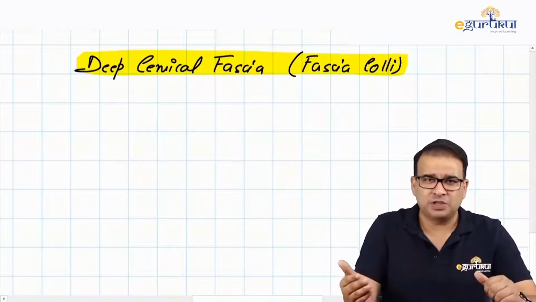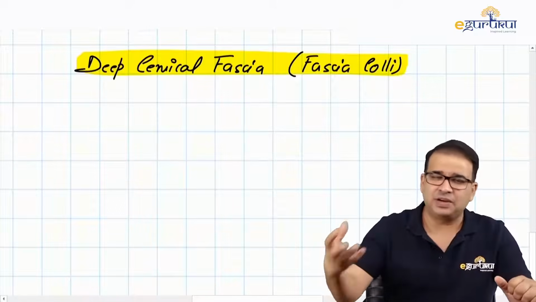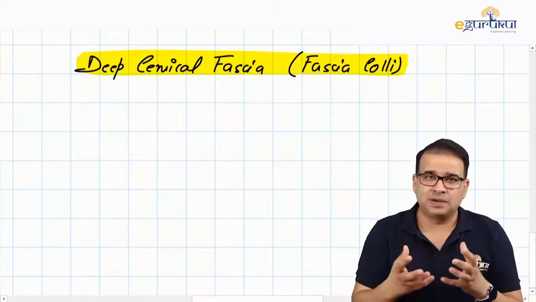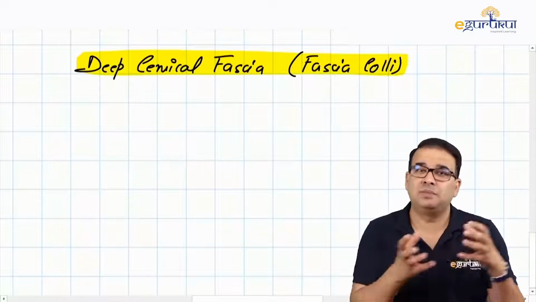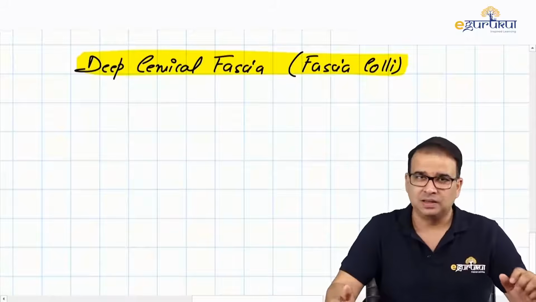There are many modifications we have, like the investing layer. Then we have some covering the gland, like the pretracheal layer, some covering the prevertebral muscle, that is the prevertebral layer, and some covering blood vessels called the carotid sheath. So many extensions of deep cervical fascia are there.